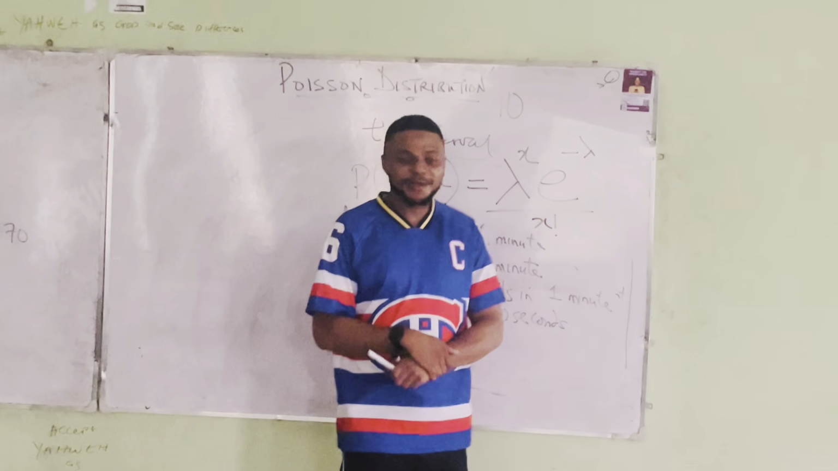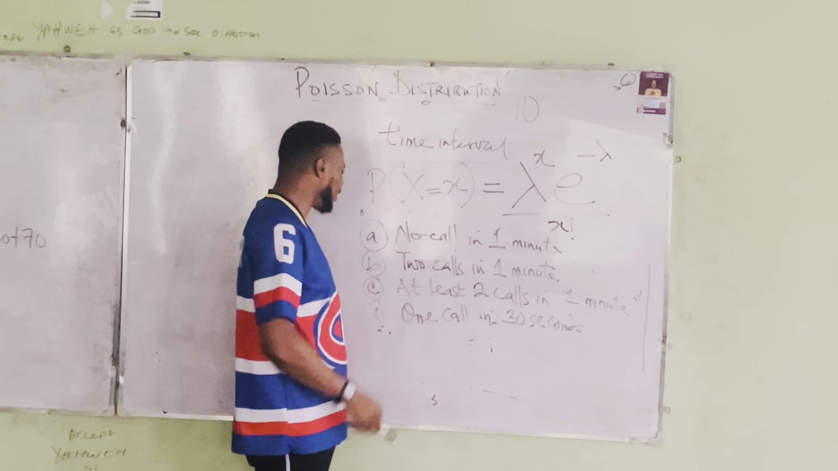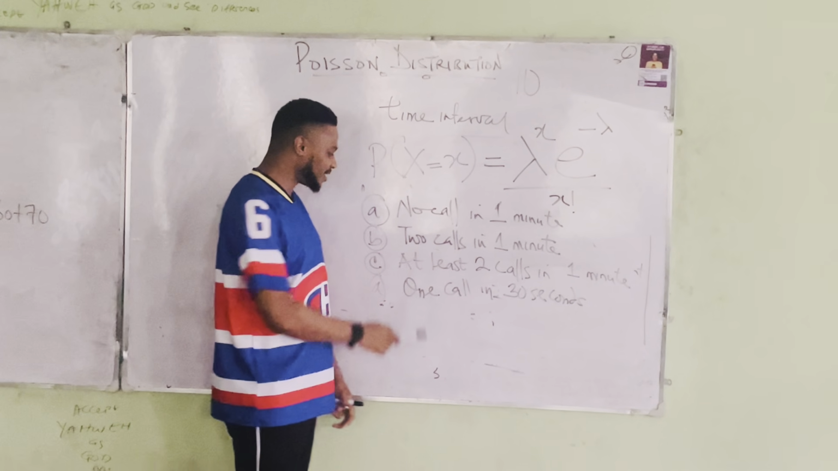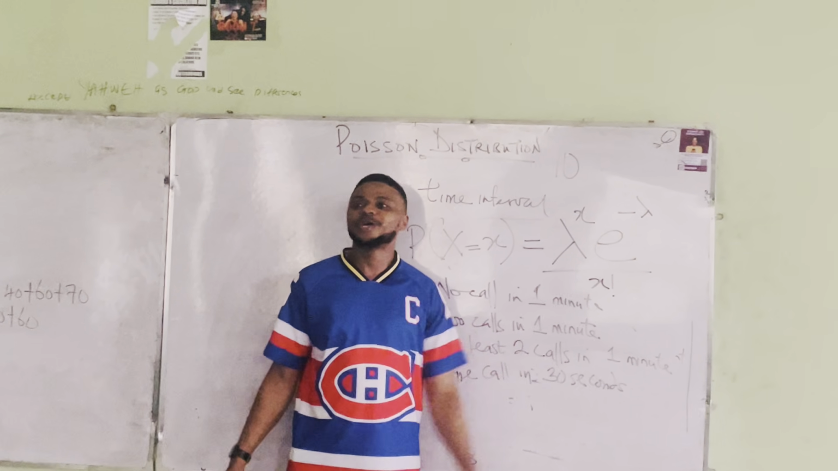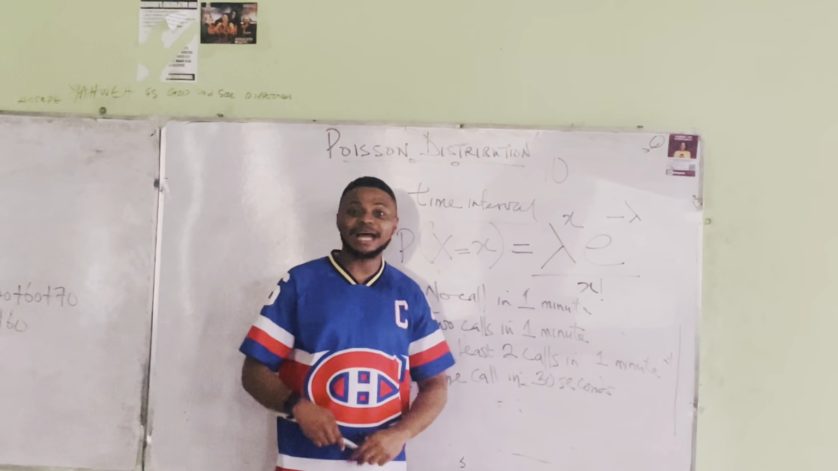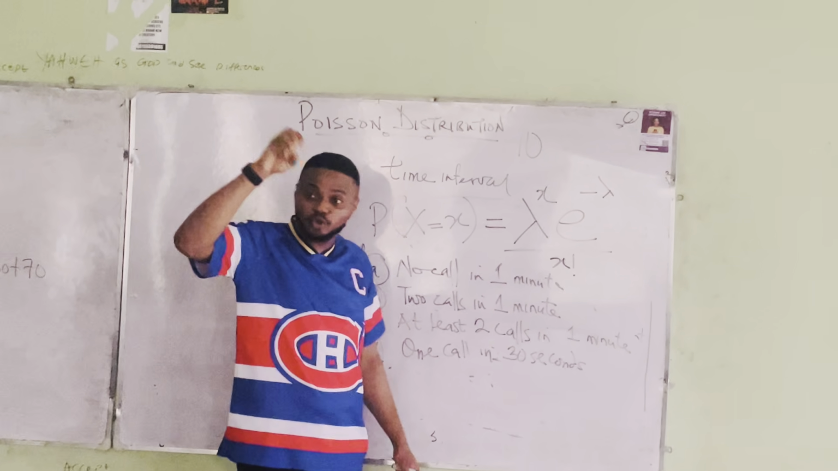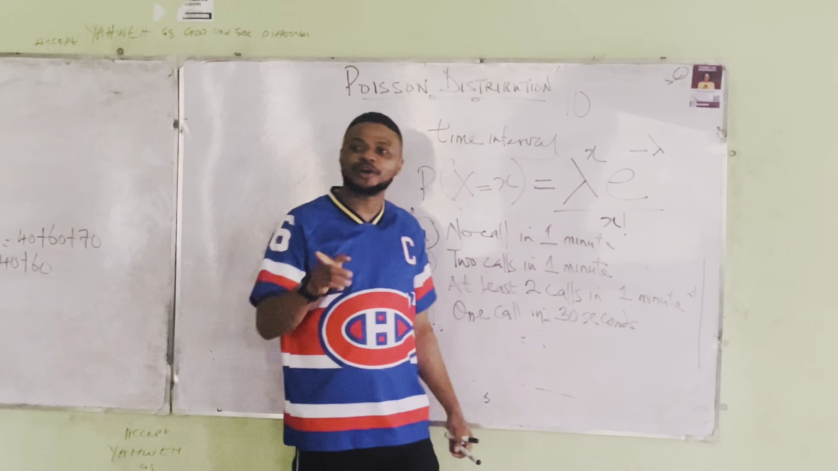1 minute, right? Now look at the set of questions here. A, no call in 1 minute. B, 2 calls in 1 minute. C, at least 2 calls in 1 minute. D, 1 call in what? The time has changed. So it is when we want to solve D that we will make reference to the time. That is when our mean of occurrence will change.